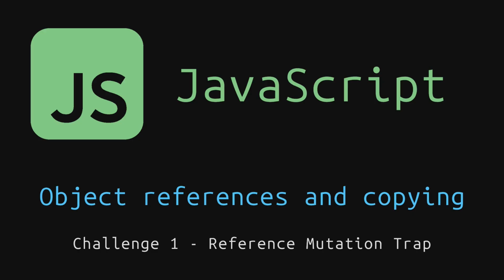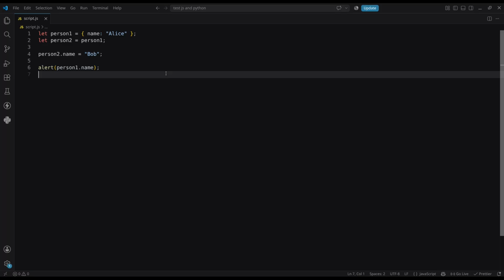Let's test your understanding of object references. Take a close look at this code snippet. What name will alert person1.name? Pause the video, trace the memory references, and leave your prediction in the comments below.